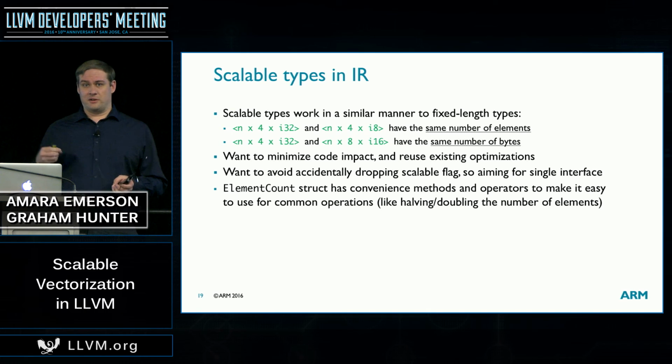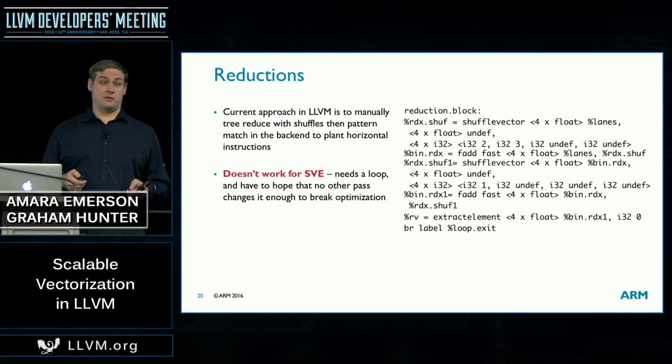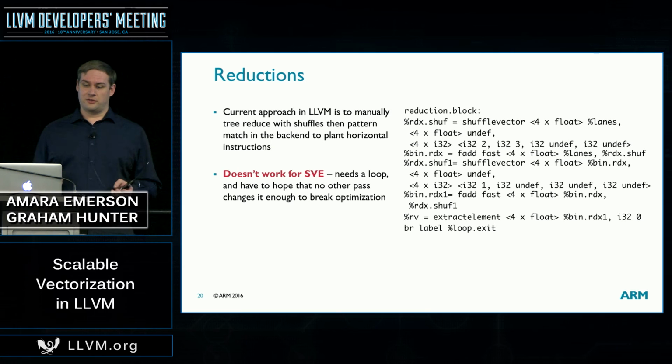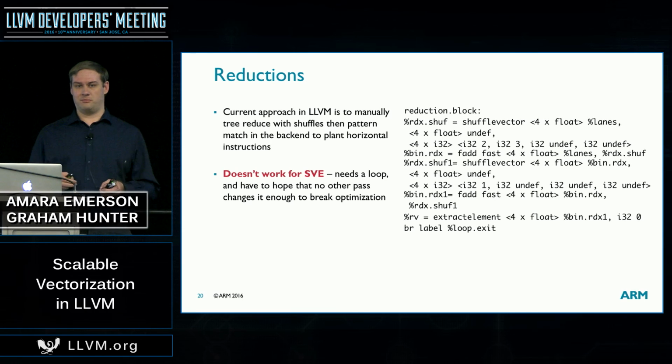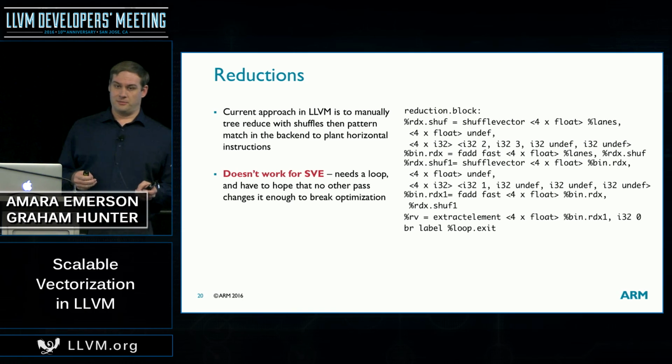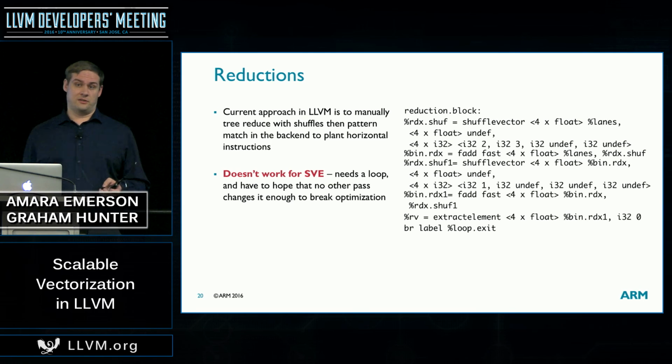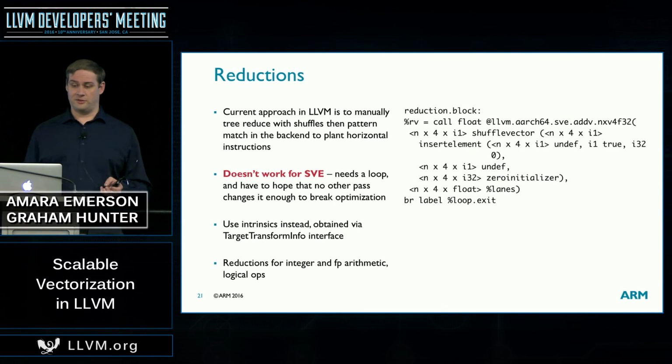So with that, we can now properly vectorize our initial example, but there's one major feature of the vectorizer that we haven't supported yet, and that's reductions. So the current approach in LLVM is to manually tree reduce in the vectorizer, and then pattern match at codegen and put in your horizontal reduction intrinsic. This doesn't work for SVE because we don't know how many elements we have, and it may not be a power of 2. So it would need a loop, and then you'd have to hope that nothing broke that loop in such a way that the optimization wouldn't be able to recognize it. So we use intrinsics, and you can ask the target info what the intrinsic for a given operation is.